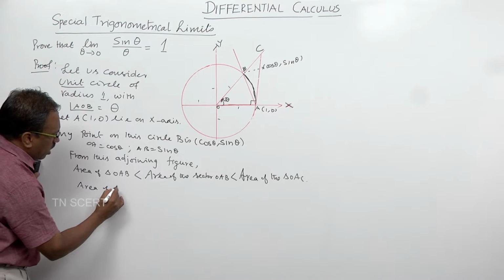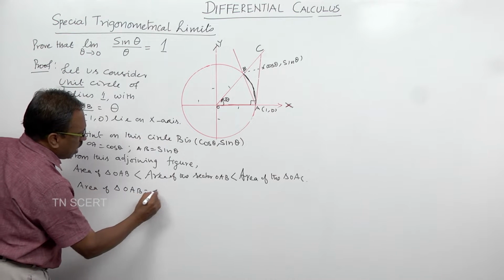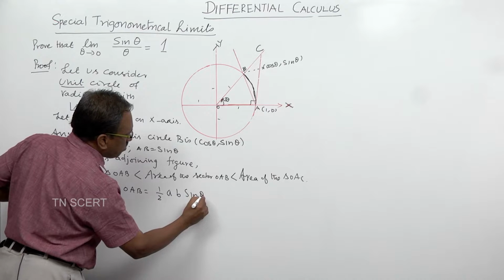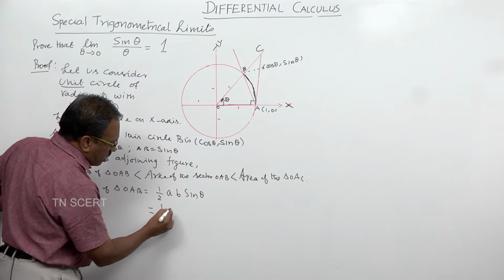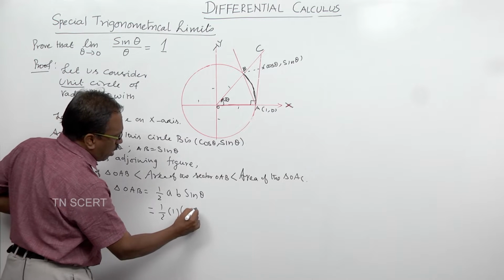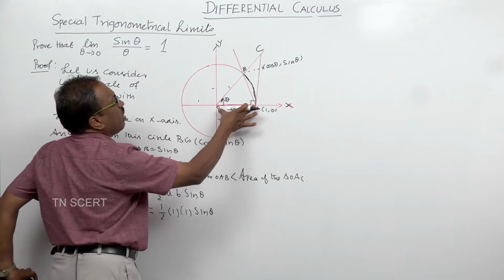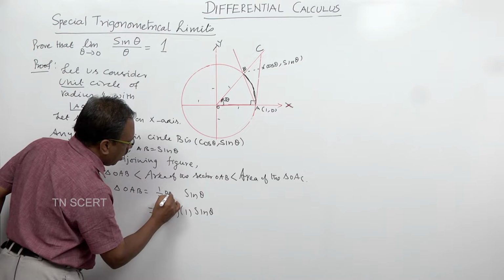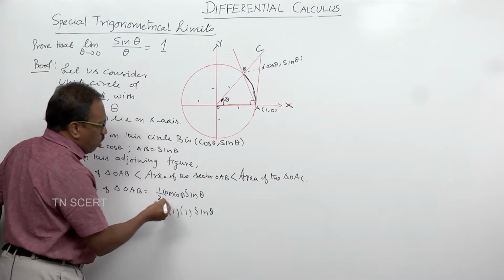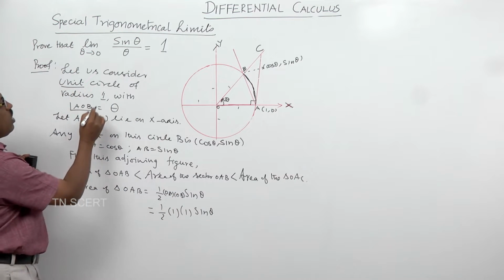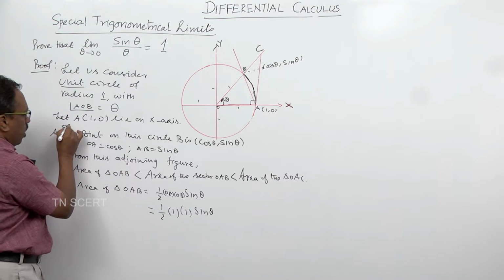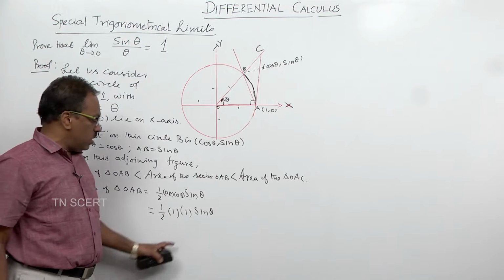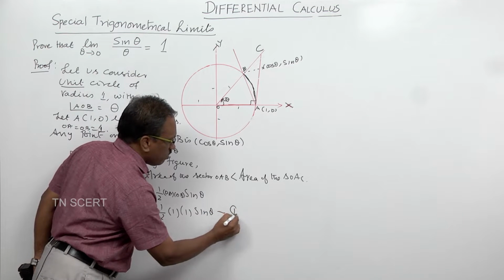So, area of the triangle OAB, you know there is a simple formula: half AB sin theta. Here OA is nothing but the radius, 1, and OB is again 1, and sin theta. Remember that both sides, OA as well as OB, since it is a unit circle, OA is equal to OB is equal to 1. That is what I have taken, so half of sin theta, with 1 here.